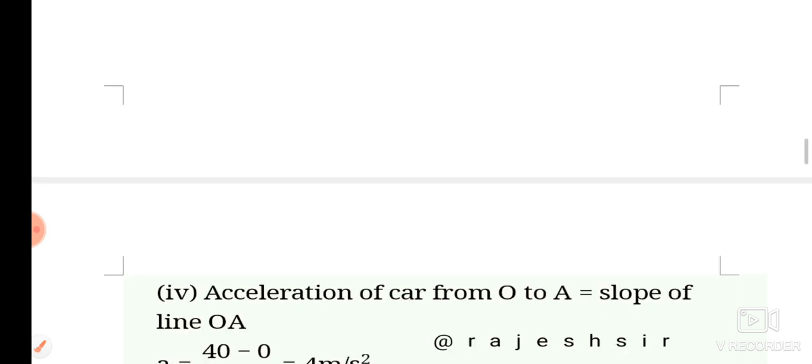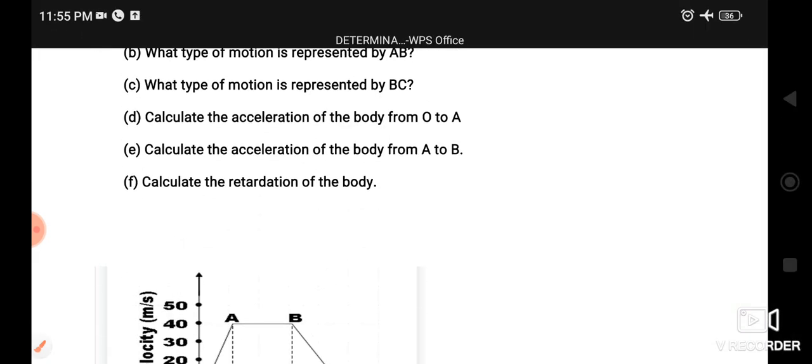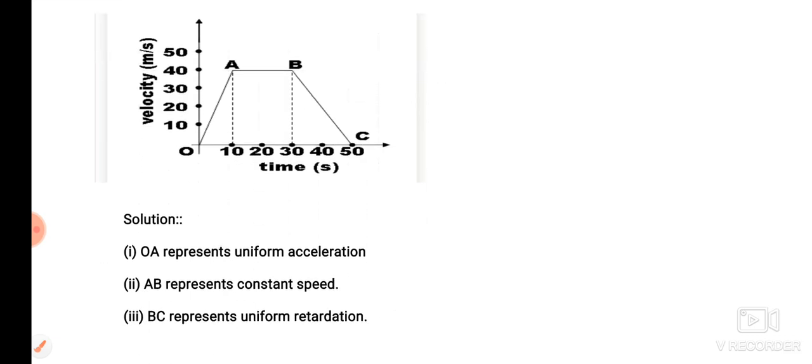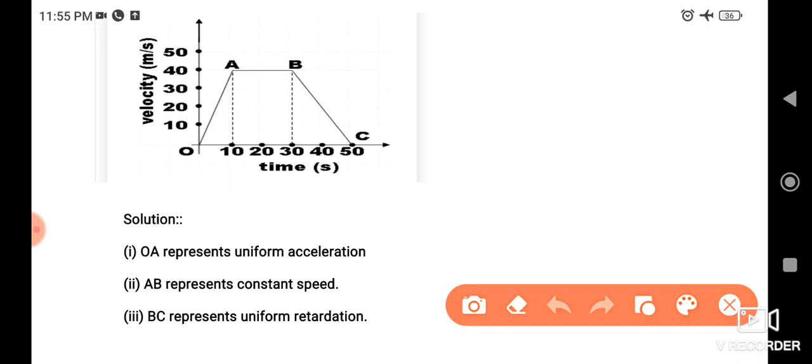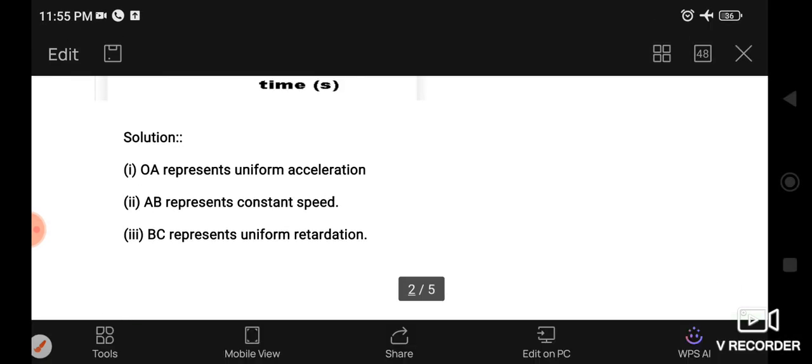Okay, next question is what is the acceleration from A to B. So from A to B the acceleration is 0, as it has uniform speed. You can see the answer out here: the acceleration from A to B is 0 as it has uniform speed during this time.